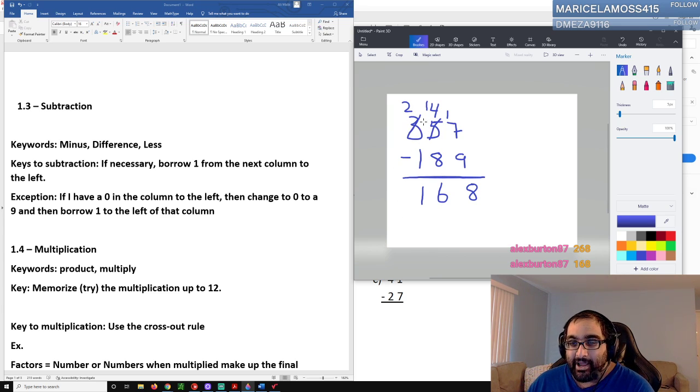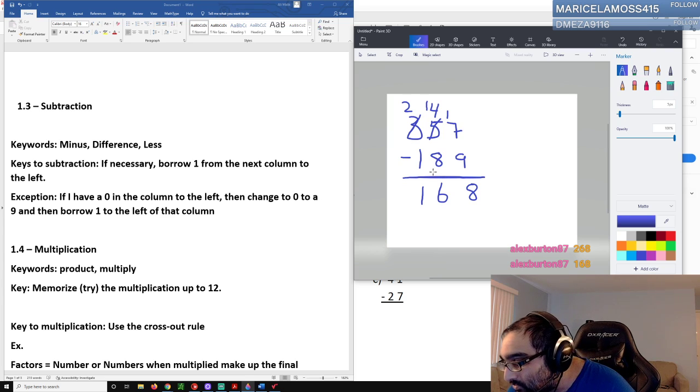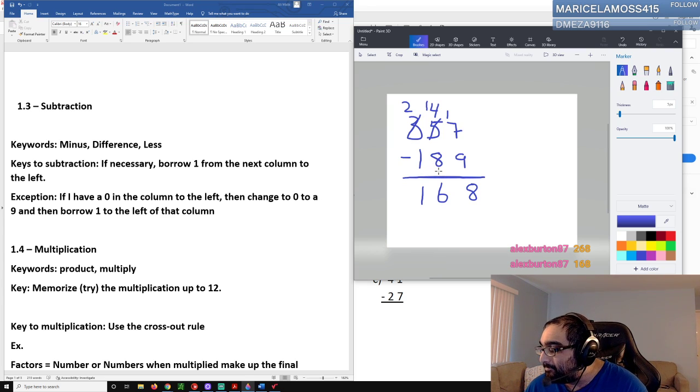Remember, you got to borrow that 1 there because you made that a 14, right? You had the 4 originally, but then you had to borrow 1 because 4 was less than 8 here on the bottom. So just be a little bit careful about that so you don't mix that up. And that's how we get our final answer here of 168.